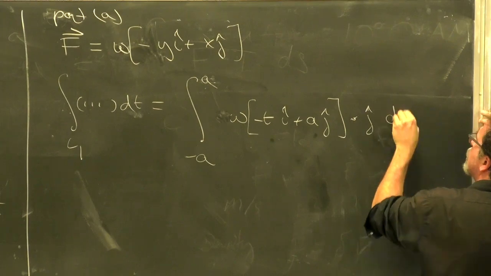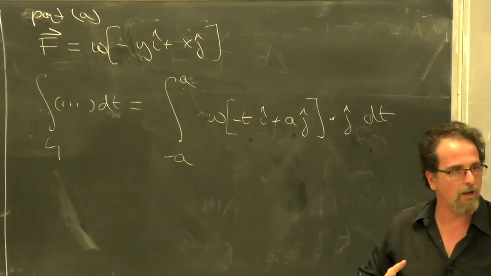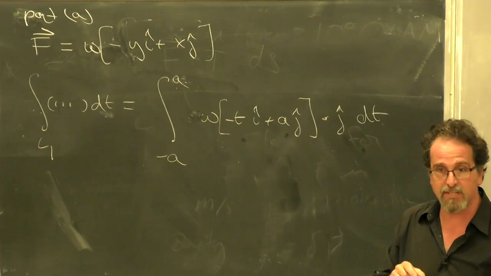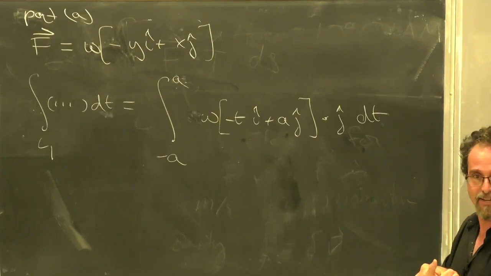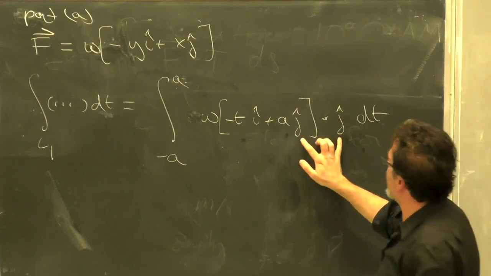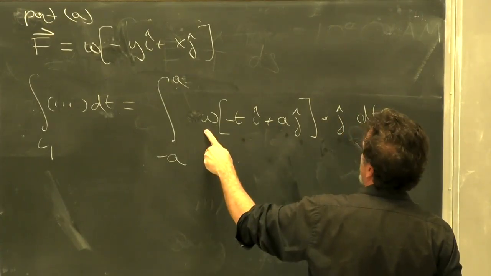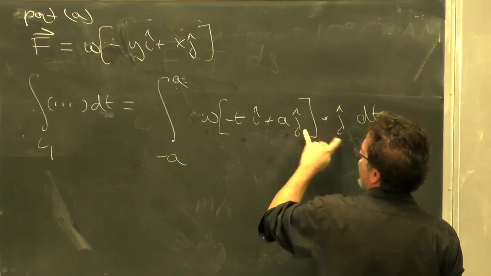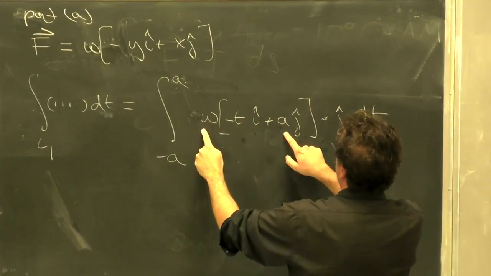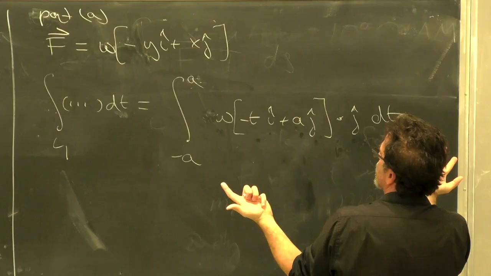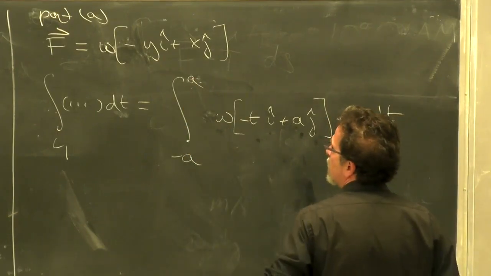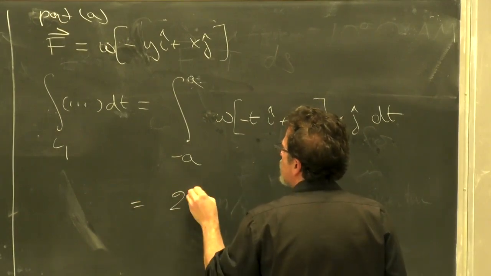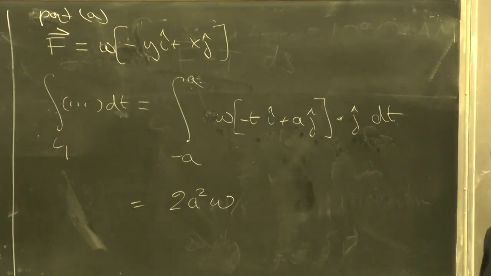And then I have to integrate this with respect to t. Oh, all of a sudden we see a simplification, because dr dt, the way I've chosen this parameterization, it's a line. It's going to be a constant, right? So you take a look at this, and you've got a times omega. J hat dot j hat is 1. J hat dot i hat is 0. So all you get is a times omega, and it's constant. And then you're integrating from negative a to a. So this is going to be 2a squared times omega. Okay?